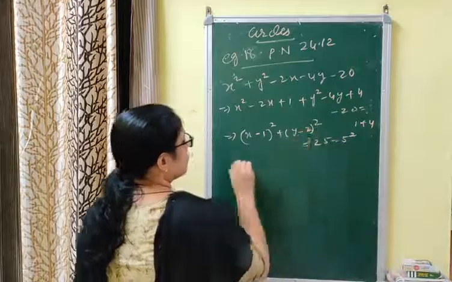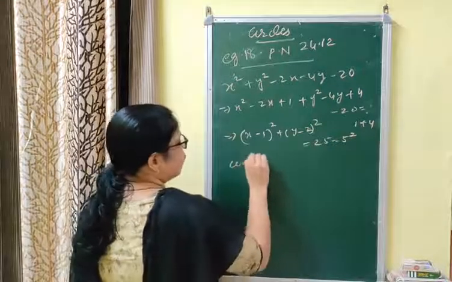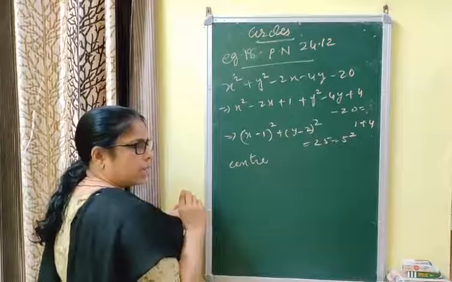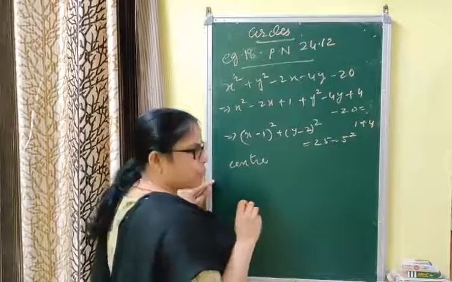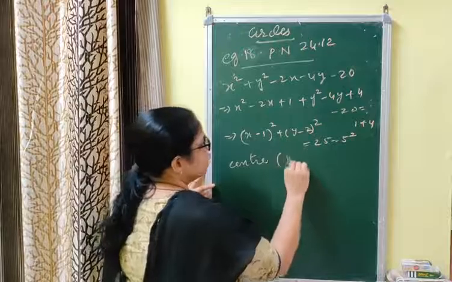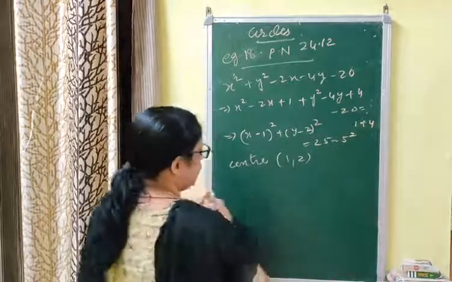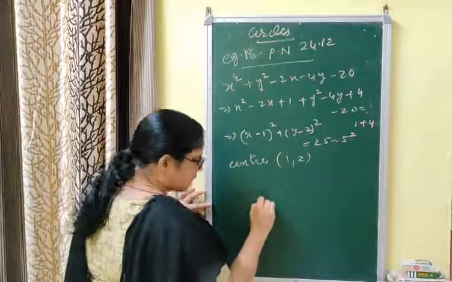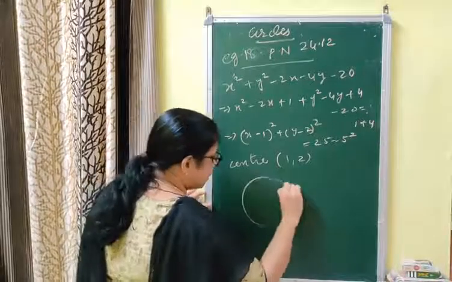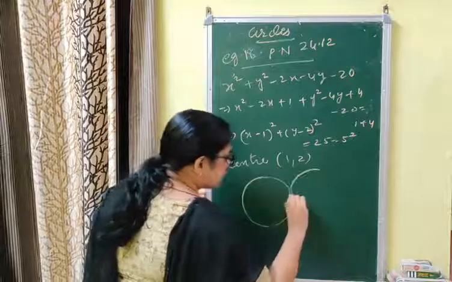That is the center of the required circle. When you are given a circle in standard form, you have to convert it to general form and find its center. The center is (1, 2). This is the center of the given circle. Now we have to find the equation of another circle which touches the given circle.